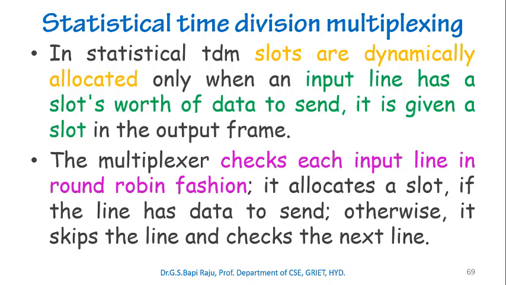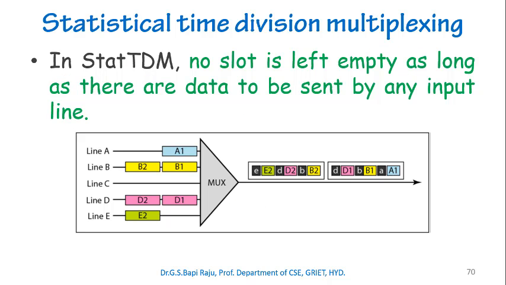In stat TDM, slots are dynamically allocated only when an input line has a slot's worth of data to send. Only then is it given a slot in the output frame. This means the multiplexer checks each input line in round robin fashion. It allocates a slot if the line has data to send. Otherwise, it skips the line and checks the next line.